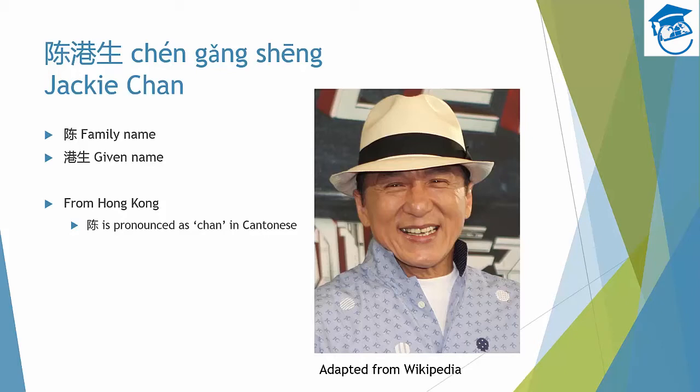an English name, and Chan is pronounced in Cantonese. So in Mandarin it is Chen, but in Cantonese it is Chan. Gangsheng is his given name. So that's Jackie Chan. He's from Hong Kong, if you don't know. In Hong Kong they speak Cantonese, so that's why his family name is in Cantonese. Okay?